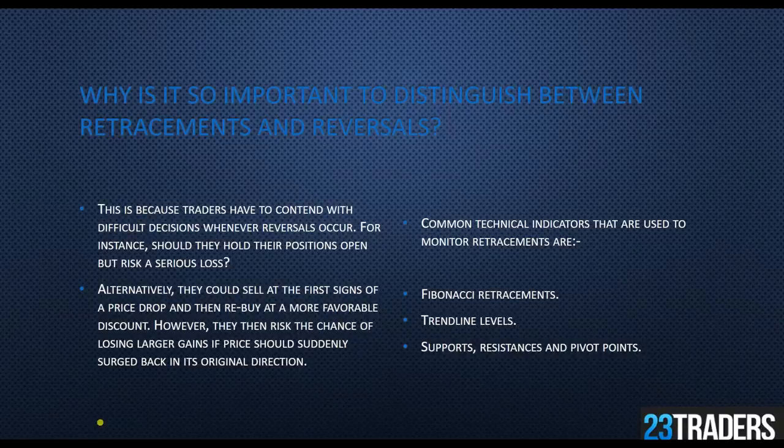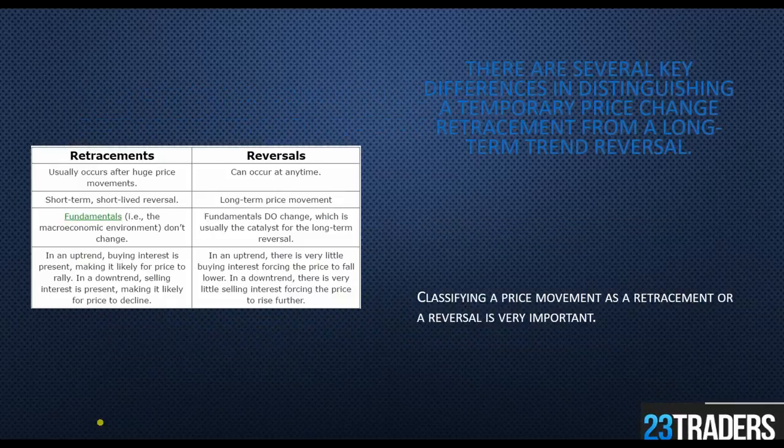Alternatively, when it's just a retracement, you would want to hold your position because it's going to retrace and come back to where it was. Alternatively, they could sell at the first sign of a drop and then rebuy at a more favorable discount. However, then they risk losing larger gains if the price should suddenly surge back in its original direction. So common technical indicators that are used to monitor retracements are Fibonacci retracements, trend lines, and support and resistance lines.